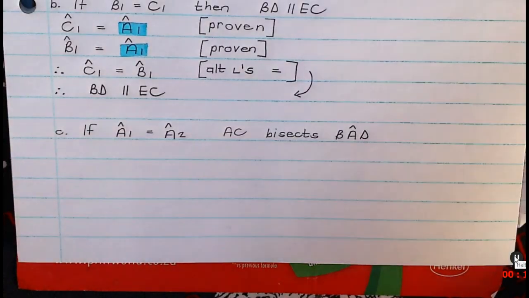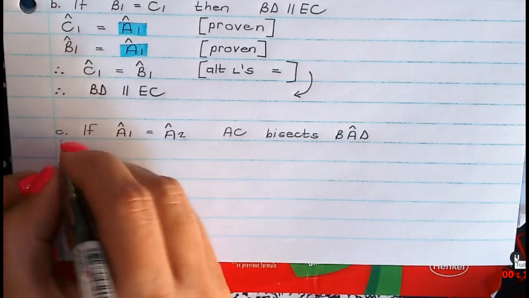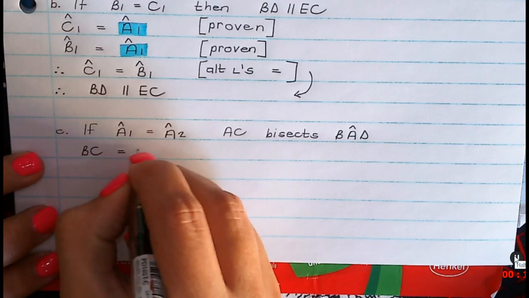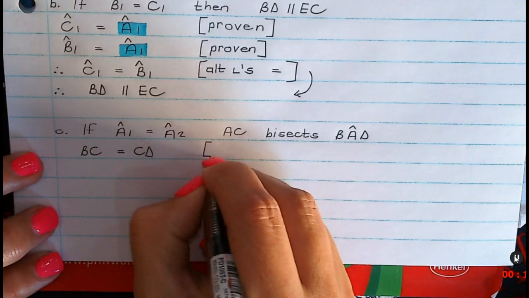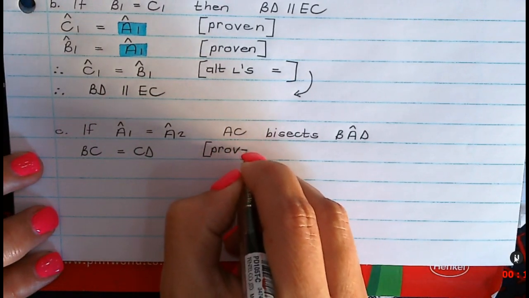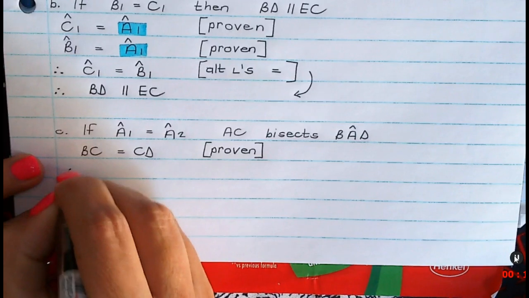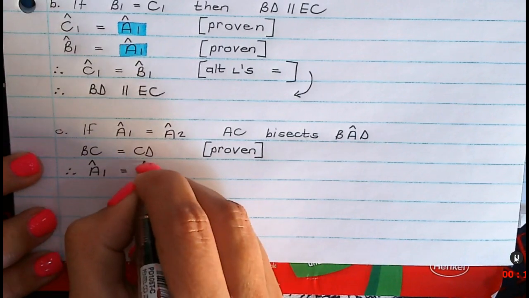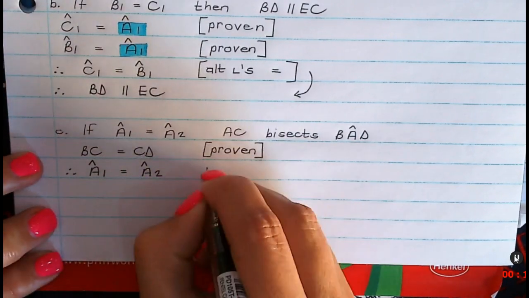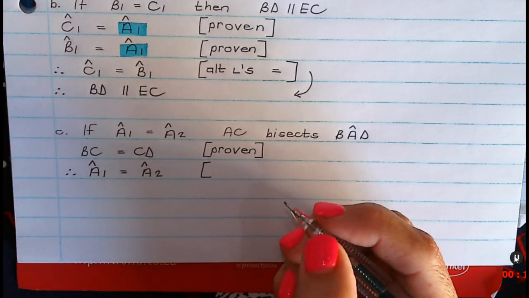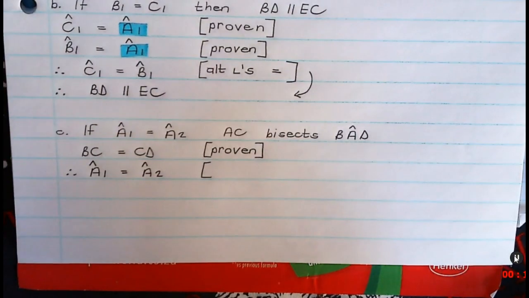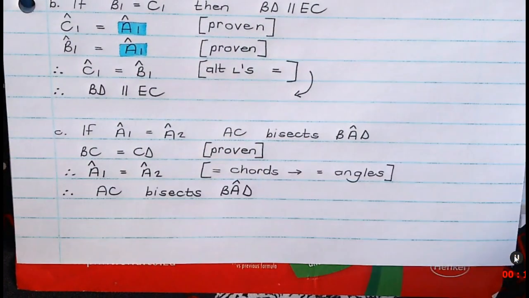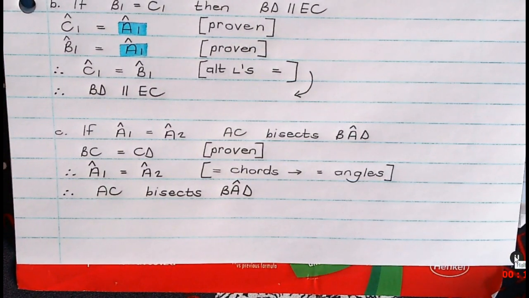Right, so we've already said that BC is equal to CD. That was already proved. So from there on, I can now say that angle A1 is equal to angle A2, with my reason being, let me just make sure, equal chords, equal angles. And therefore, AC bisects angle BAD.